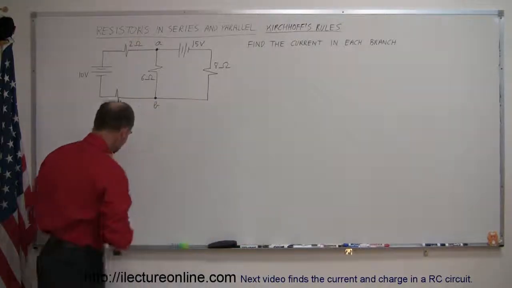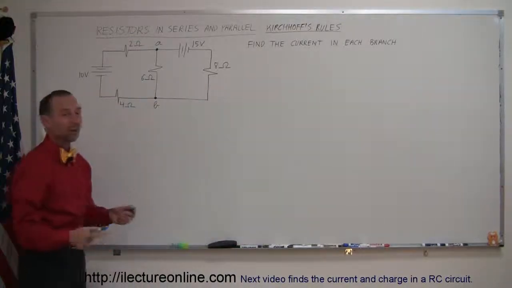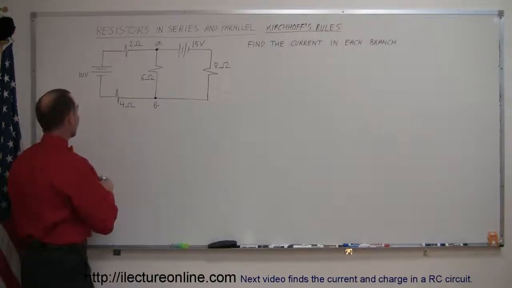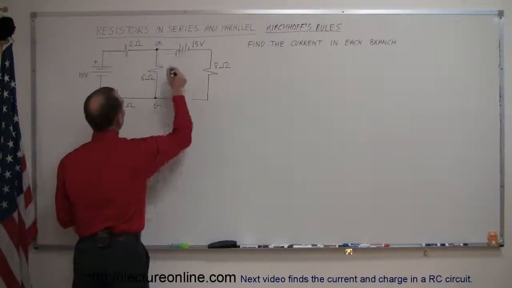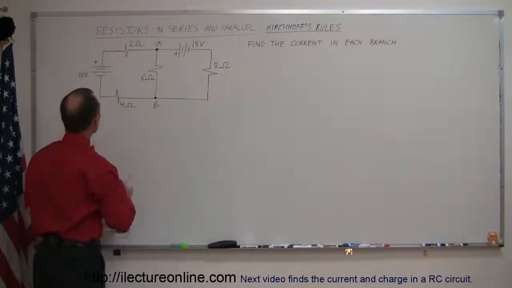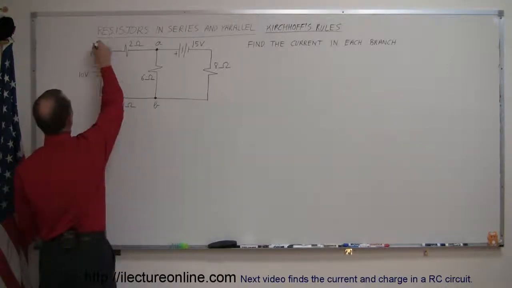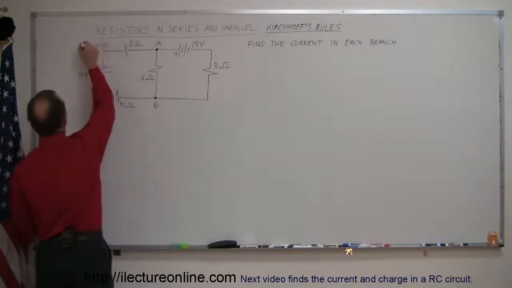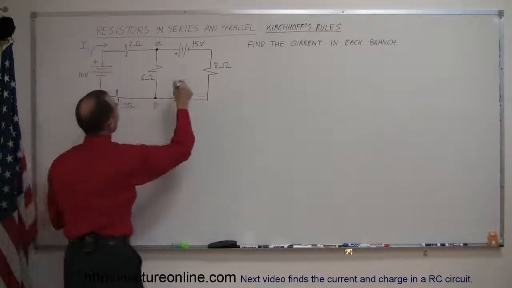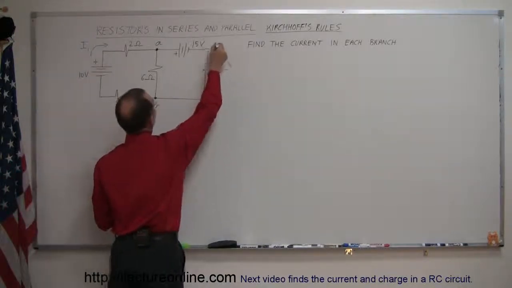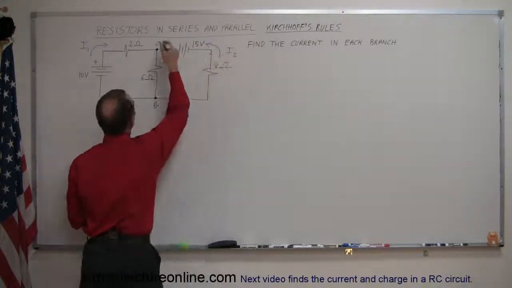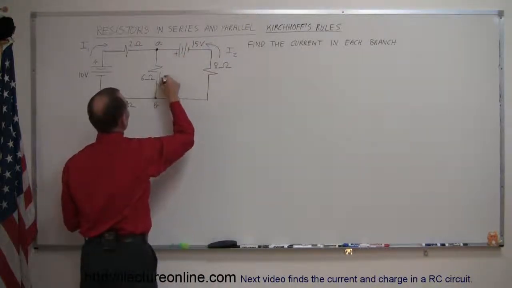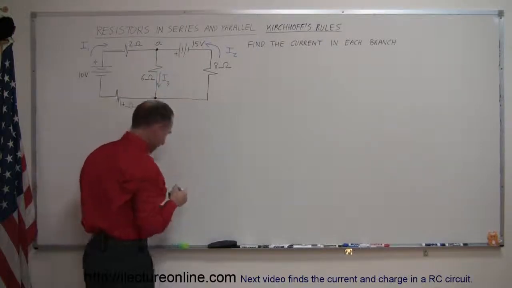So what you want to do then is assume you know which direction the current will go. Since this is the positive end of this battery, and that's the positive end of this battery, you can probably assume that current will flow this way in this branch, so let's call that I1. You can assume that current will flow in this direction in this branch, so we'll call that I2, and then presumably current will flow this way in this third branch, call that I3.